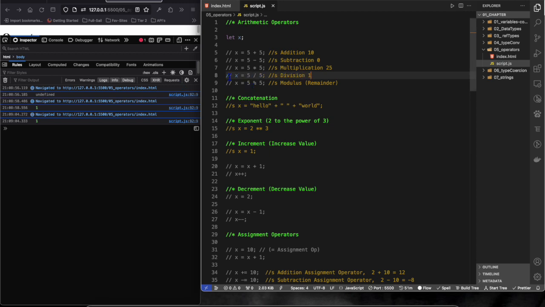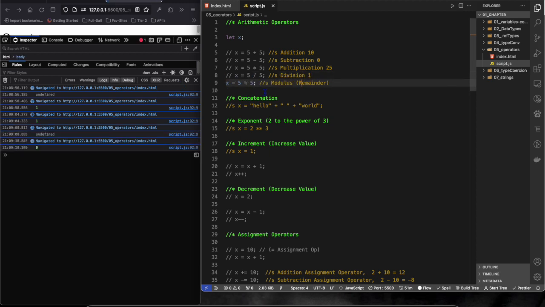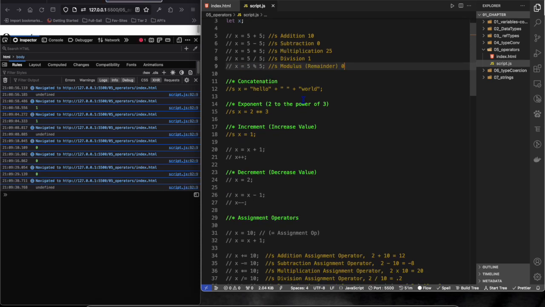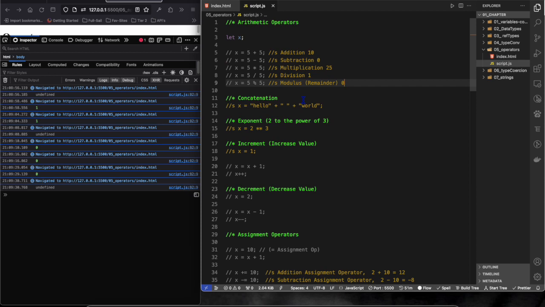Next we have the modulus, which is the remainder of. X equals 5 modulus, which is a percent sign, 5, and the remainder would be 0. Now we're gonna do some concatenation, which allows us to string things together.